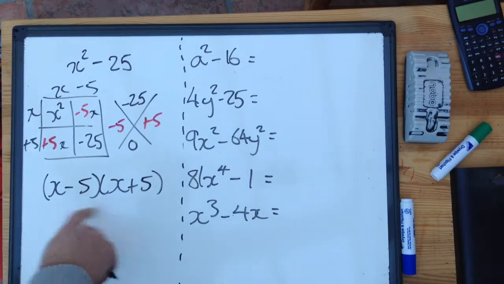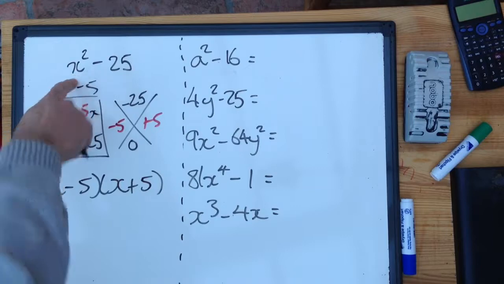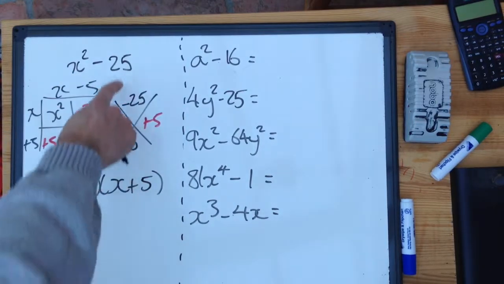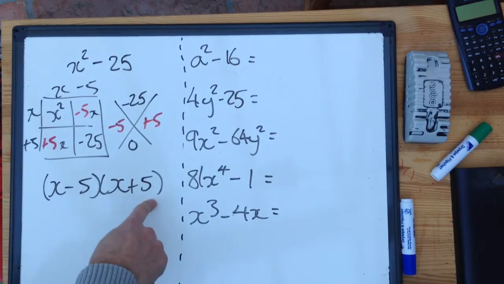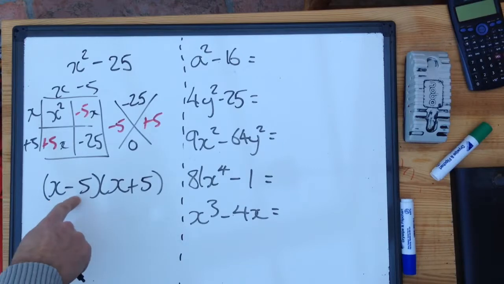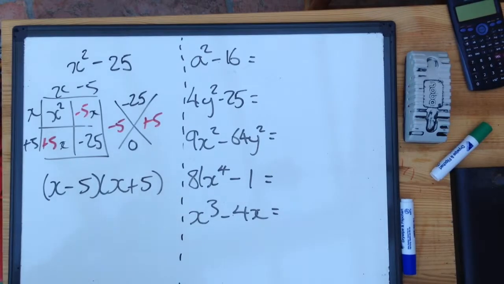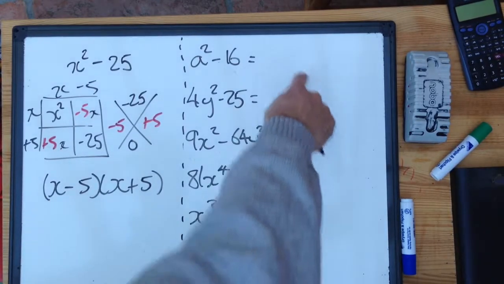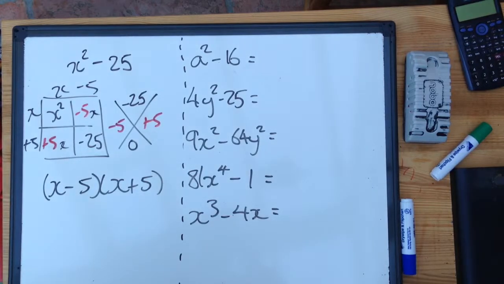But comparing this with this, well, the square root of x squared is x. The square root of 25 is 5. So it's square root minus square root plus square root. Same thing sort of applies. I've got 5 examples over on this side which factorise using the difference of two squares.